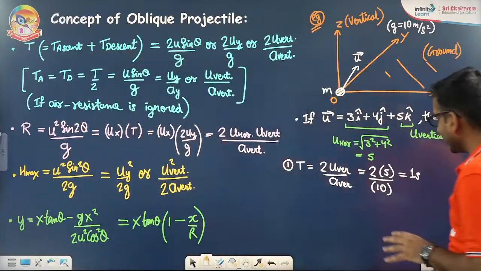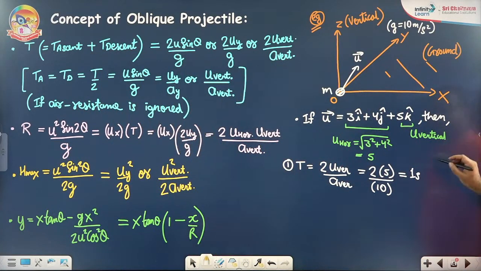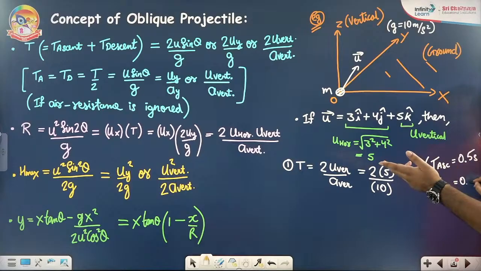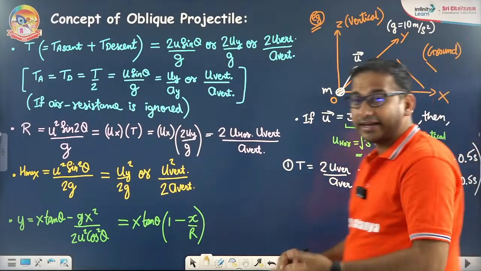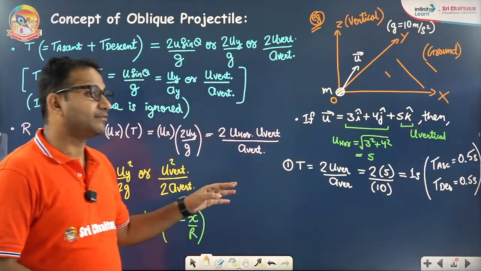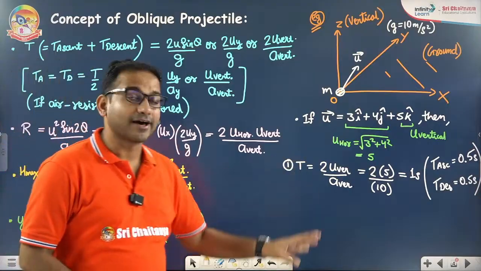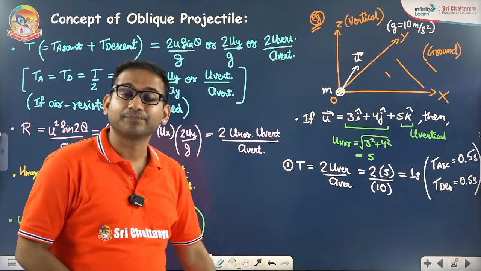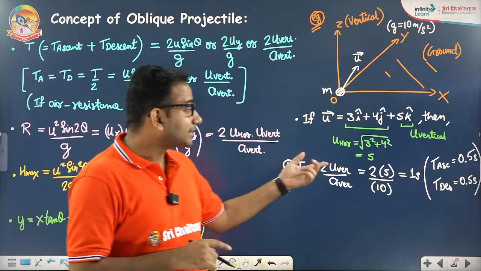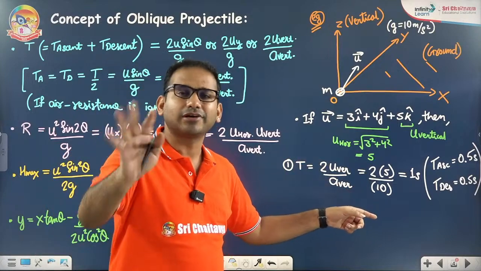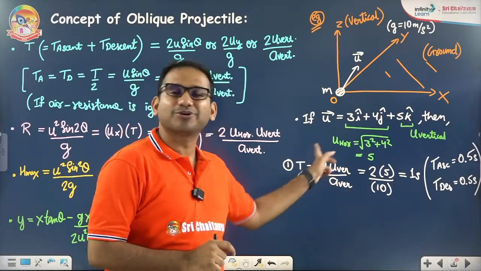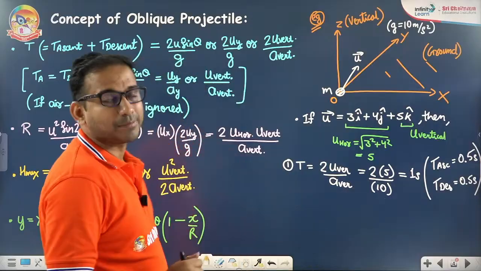Since there is no air friction here, no air drag, I will say time of ascent is equal to 0.5 seconds, half of it, and time of descent is also half of it. By symmetry, time of ascent and time of descent will both be half. Okay, there is no air friction. If there were air friction, then ascent and descent would be different. That we will talk about later on. And moreover, this direct formula of time of flight will also not be applicable.